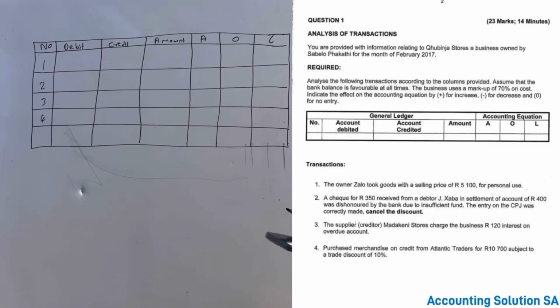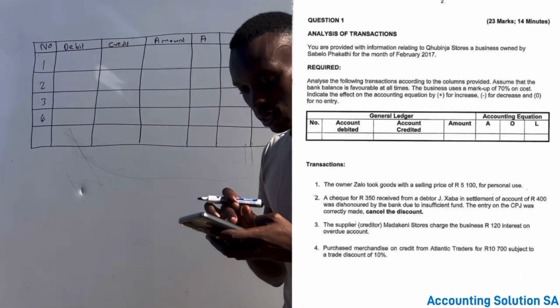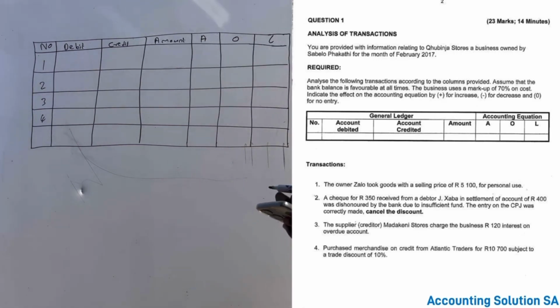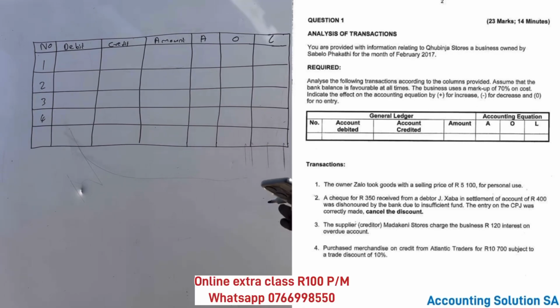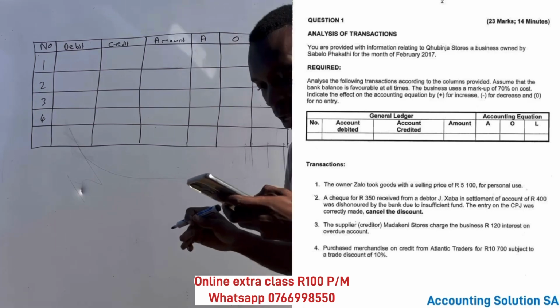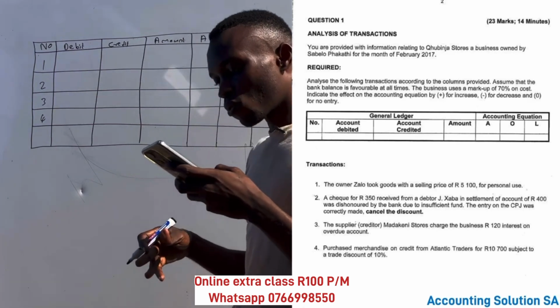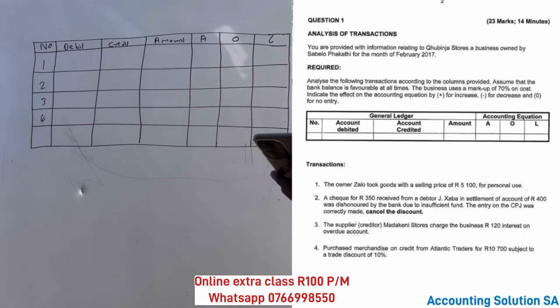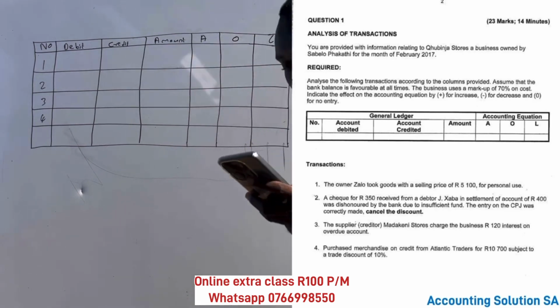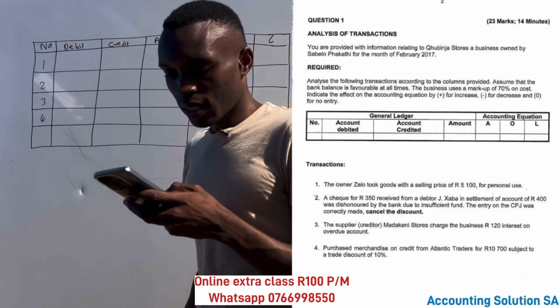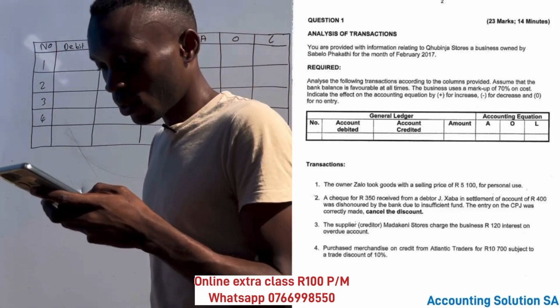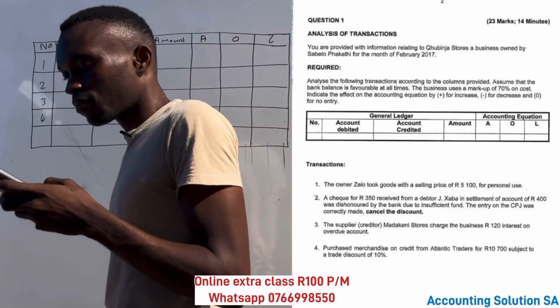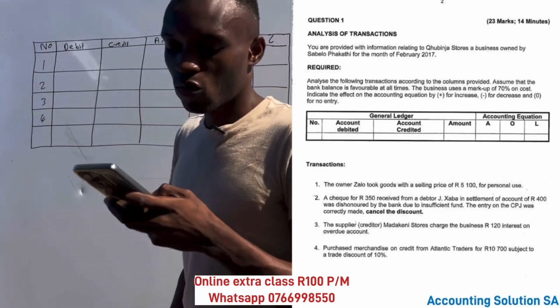Guys, we only have 4 transactions that we are going to do. Before we go to transaction number 1, they said analyze the following transactions according to the columns provided. Assume that the bank is favorable all the time and the business uses a markup of 70% on cost. Indicate the effect on the accounting equation: plus, minus for decrease, and 0 for no entry.